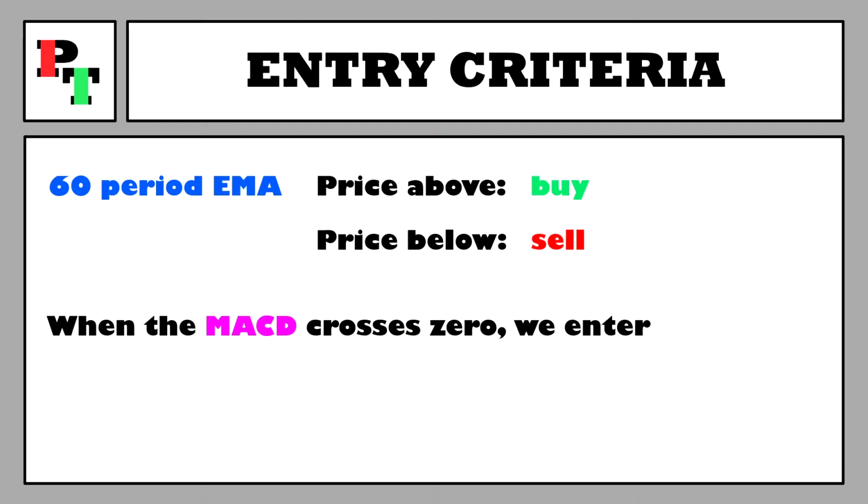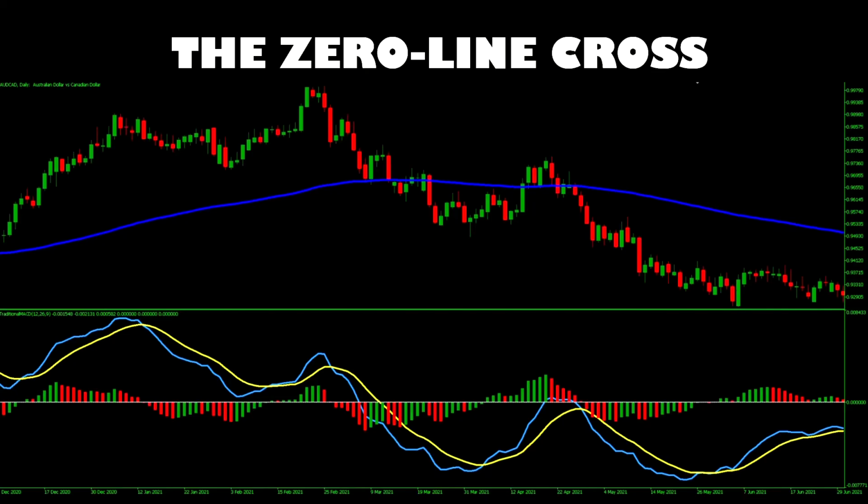That means our prime entry signal will be coming from the MACD, and we are doing the zero line crossover, which means when that histogram closes above zero for the first histogram bar, that is when we will enter a buy trade, and when it does the same below zero, that's when we'll enter our sell trade.